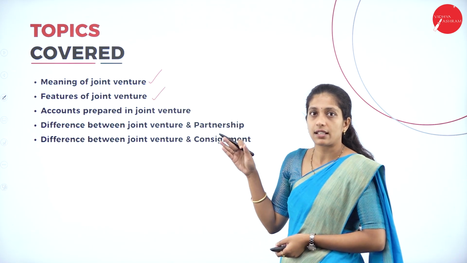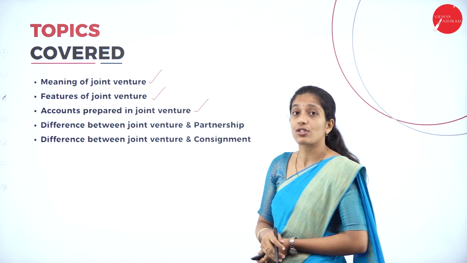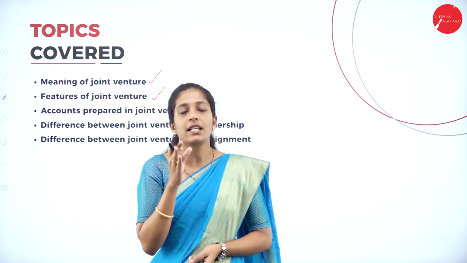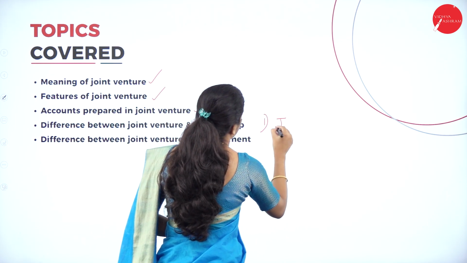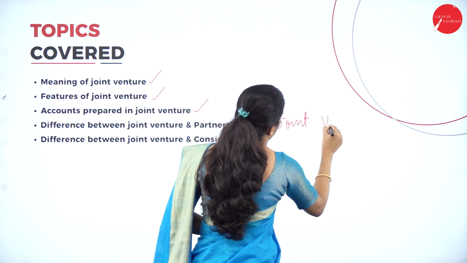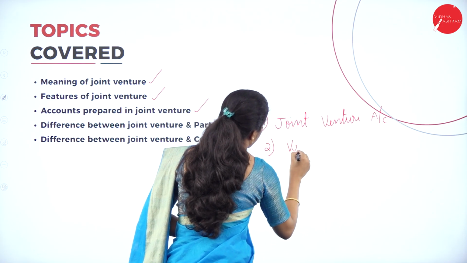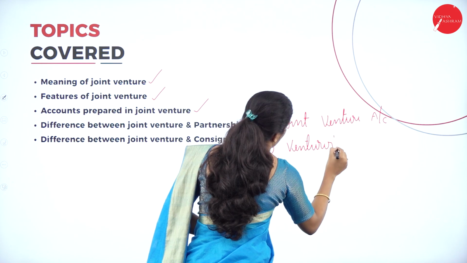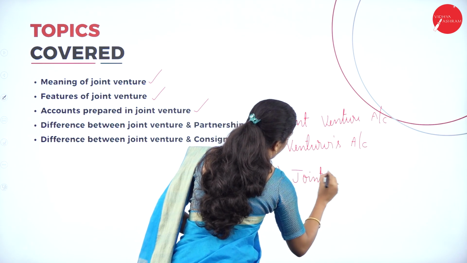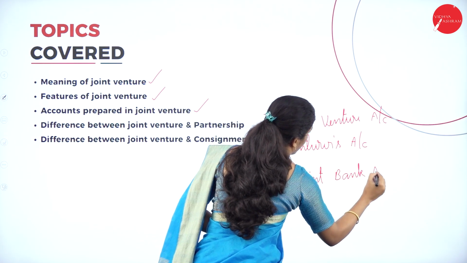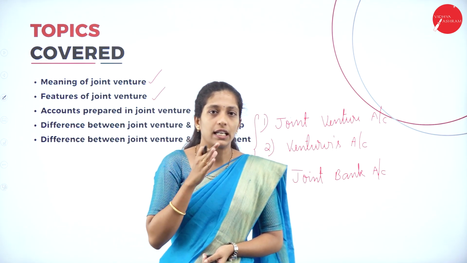We have clearly discussed the features of joint venture. Then accounts prepared in joint venture. What are the accounts that have to be prepared in joint venture? Mainly three accounts we have to prepare. The first account is joint venture account, the second account is venturers account, and the third account is joint bank account. So these are the main three accounts that have to be prepared in joint venture.